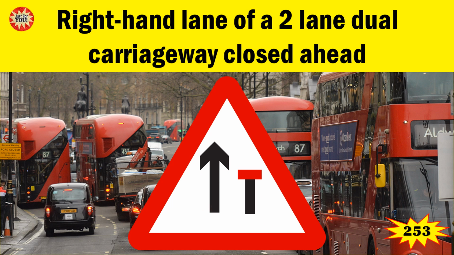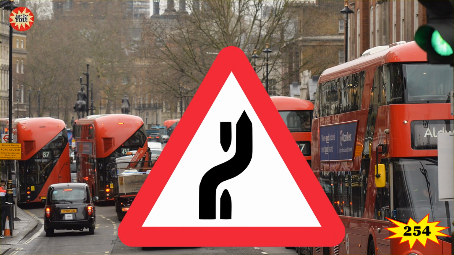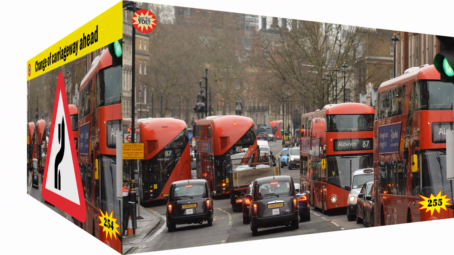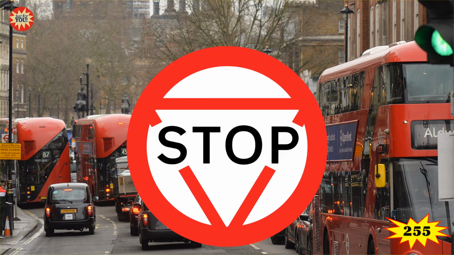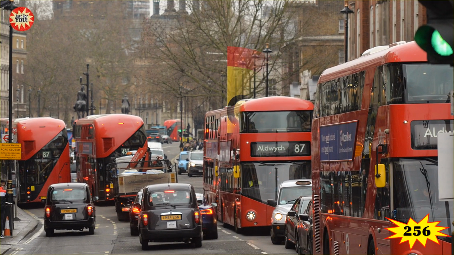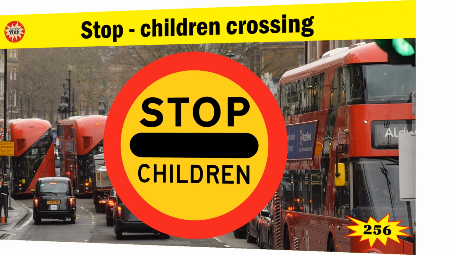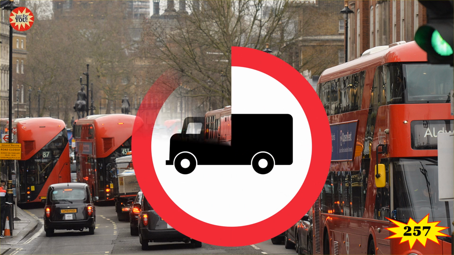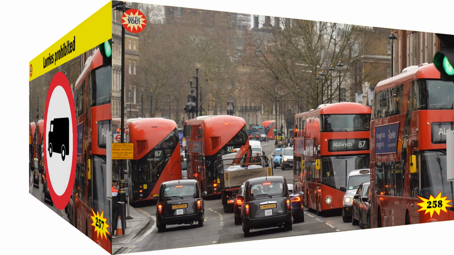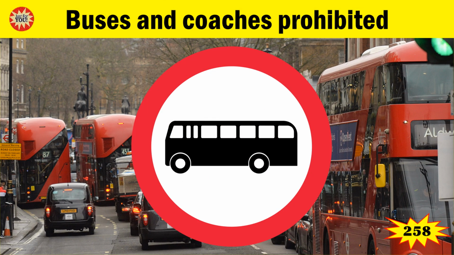Right-hand lane of a two-lane dual carriageway closed ahead. Change of carriageway ahead. Stop. Stop, children crossing. Lorries prohibited. Buses and coaches prohibited.